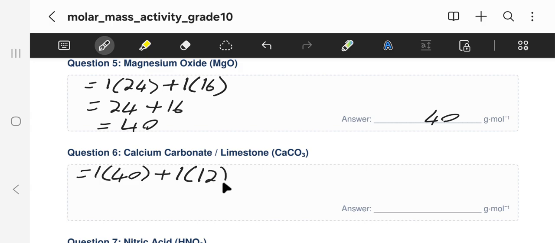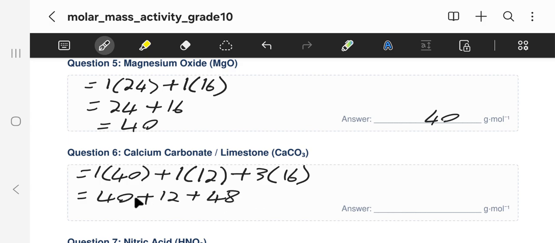It's going to be 12, plus oxygen. How many oxygens do I have? 3 oxygens. What is the mass of oxygen? It's 16. Then we say 1 times 40, that's 40, plus 1 times 12, that's 12, plus 3 times 16, that's going to be 48. And then we'll add these numbers together. 40 plus 12 plus 48 is going to give us 100. So the answer here is going to be 100 grams per mole.